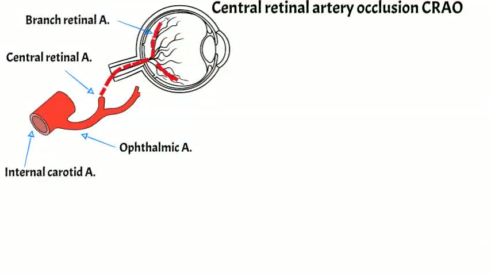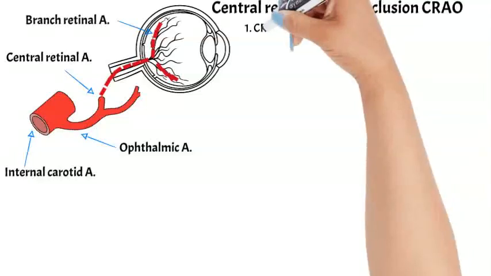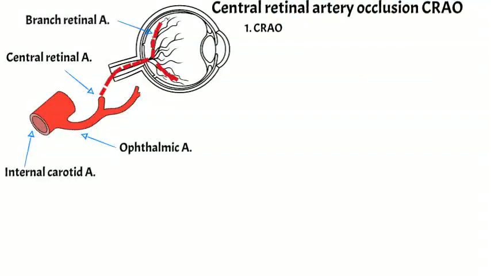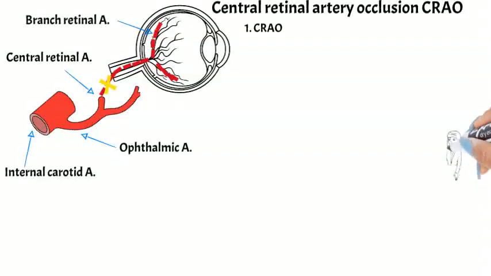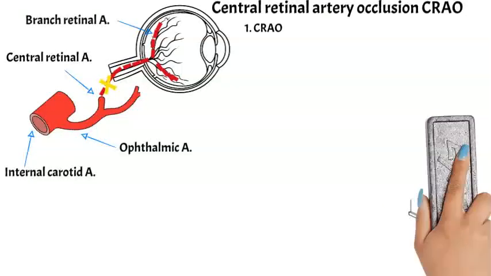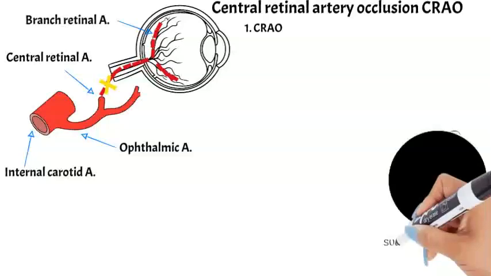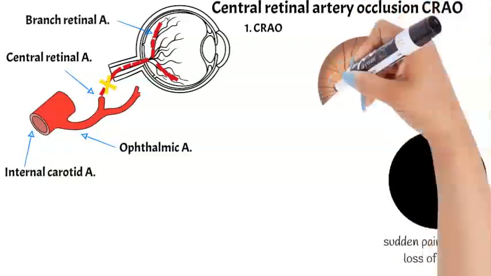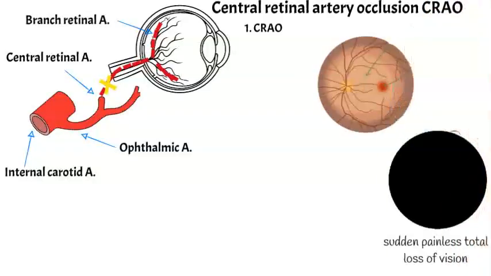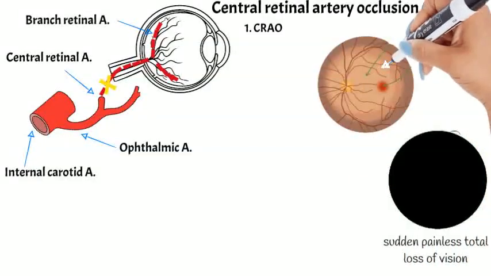Now let's talk about the first clinical scenario, which is occlusion of the central retinal artery. In this situation, there will be sudden, painless, almost total loss of vision in the affected eye because the central retinal artery is an end artery and frequently is occluded by an emboli.